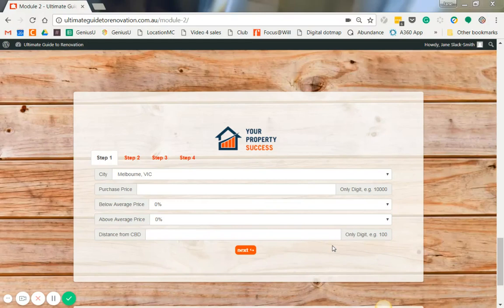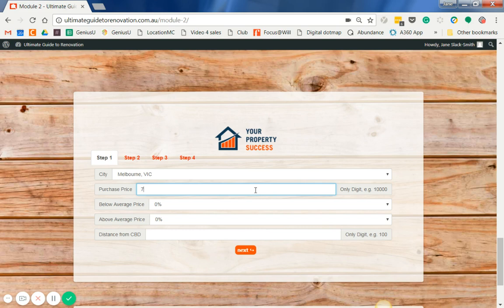It's Jane here, and I'm often asked about the Suburb Selector software that we have introduced. Obviously, this is part of Location Masterclass and Ultimate Guide to Renovation. Ultimate Guide to Renovation looks at location for the first 6 modules, and then we go all into the renovation itself. So, the importance of location and price point.